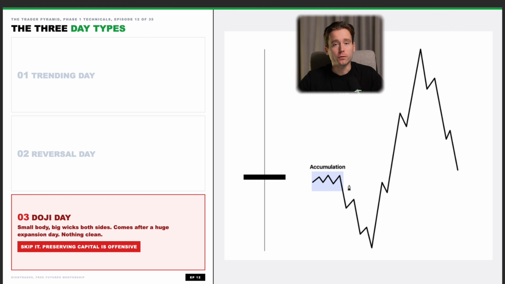And the third type of day is the one you need to avoid, is the Doji day. Small body, massive wicks. You can expect these candles on the higher time frame to form after a massive expansion where price just needs to build up more liquidity. So after large range days, I'm expecting the Doji candle to form. So that is why I skip it, because saving my capital, so I have more capital to expose myself to when there's trending days or reversal days, that is the key.